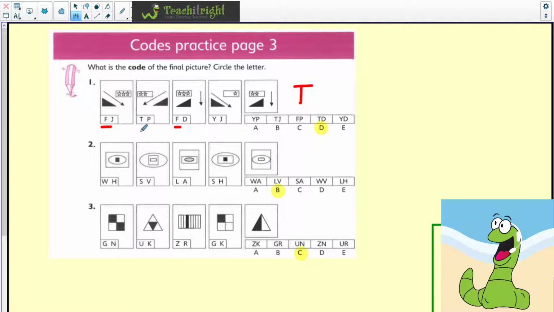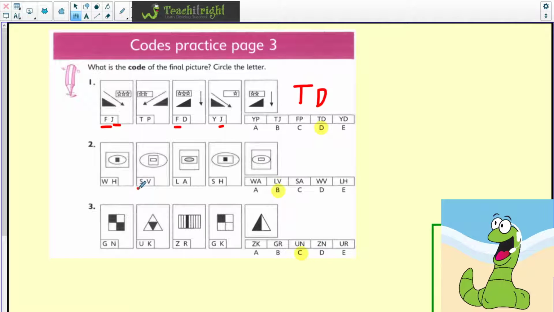Now with the second letter, you're obviously going to need to look at something slightly different. The J, and the J is all the position of the black triangle and the arrow. So just looking at that, we've also got the arrow to deal with as well. So we're going to need to have a D, because the arrow, of course, is pointing down. So TD. Question 2, we've got B as the answer.